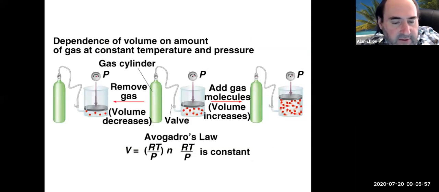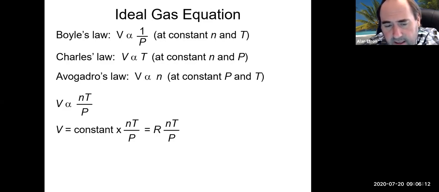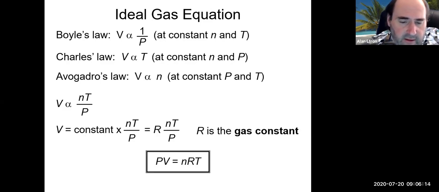Looking at Avogadro's law, that's the relationship between volume and moles. As one goes up, the other goes up, proportional to it. Putting all these gas laws together, Boyle's law, Charles' law, and Avogadro's law, we get the granddaddy of them all, which is the ideal gas law, PV equals nRT. And this is our ideal gas law.